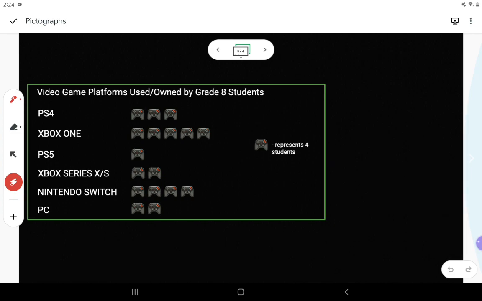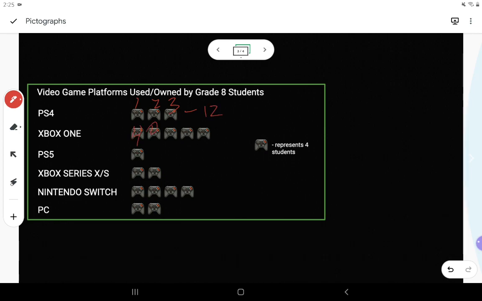But again, because our numbers are easy to count, it's not too difficult to figure out how many students have the PlayStation 4, Xbox One, or each thing individually, right? So when I'm looking at the PlayStation 4, again, 1, 2, 3 controllers. Each controller represents 4. 3 times 4 is 12. Or I can simply count by 4s, right?